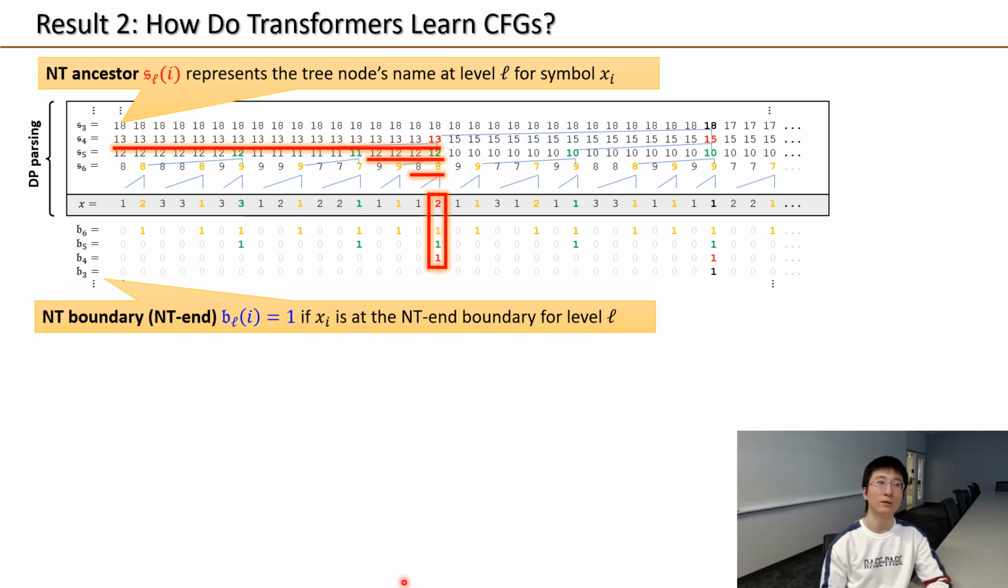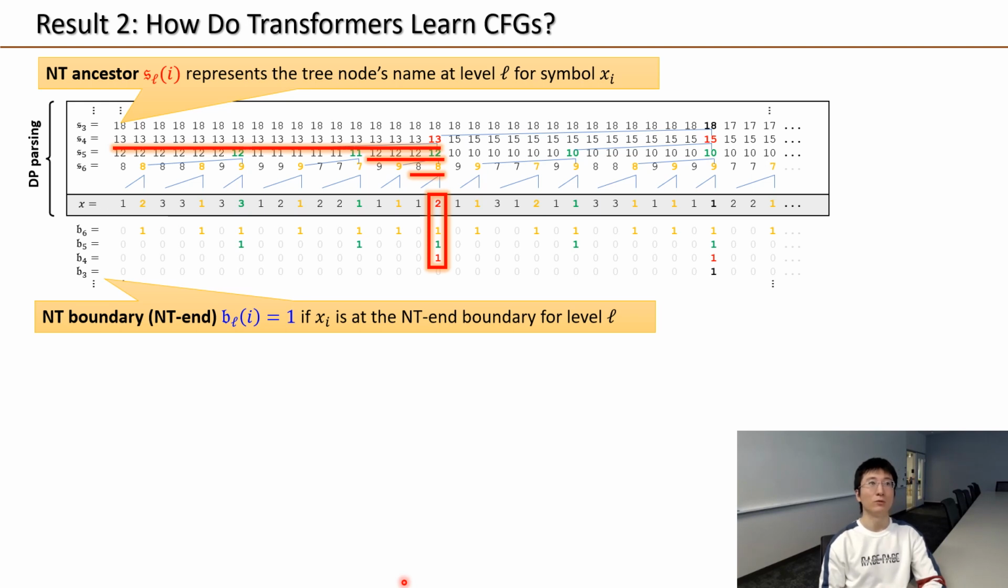On the next slide, I'm going to show you that GPT, or a language model, not only learns CFGs, but also implicitly learns those NT ancestor and NT boundary information. But before I even go there, let me motivate a little bit. That is, why do I care about those two notions?